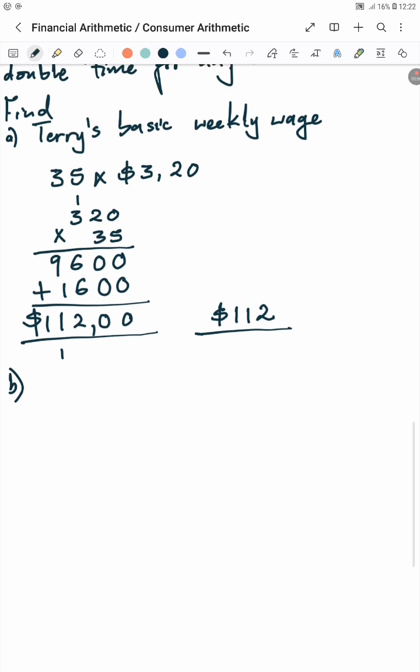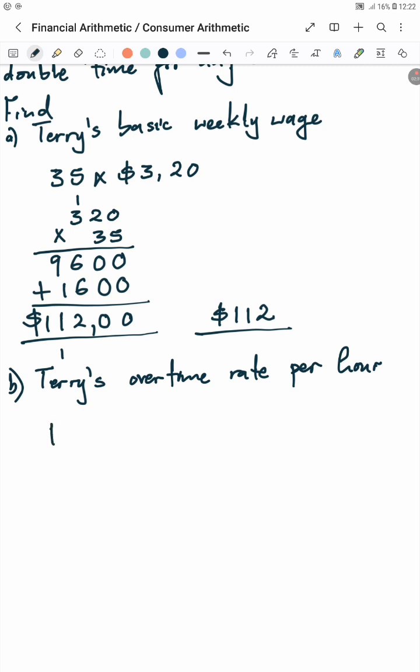Part B says Terry's overtime rate per hour. So if they say his rate is 1.5 times more than the usual rate, we are saying 1.5 times $3.20.